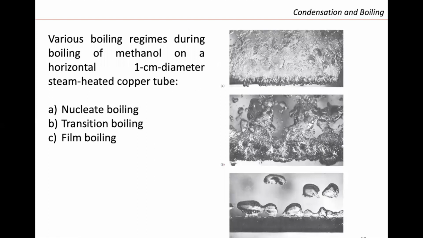So this is how it looks in pictures. These are various boiling regimes during boiling of methanol on a horizontal 1 centimeter diameter steam heated copper tube. This is how the nucleate boiling, the transition boiling, and the film boiling look. These were actual pictures taken of how the flow looks in those three regimes: the nucleate boiling, the transition, and the film boiling.